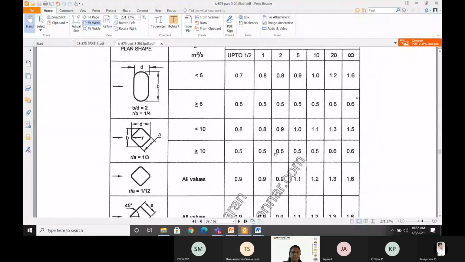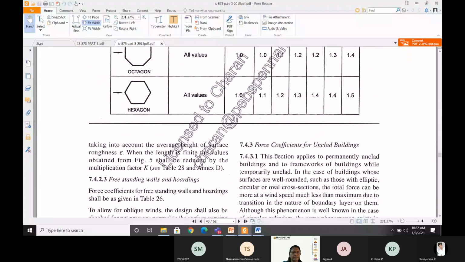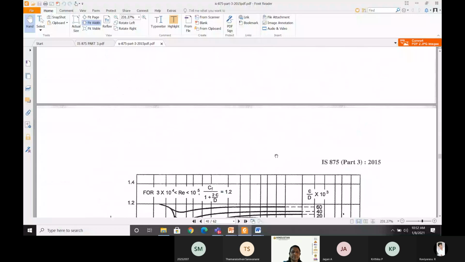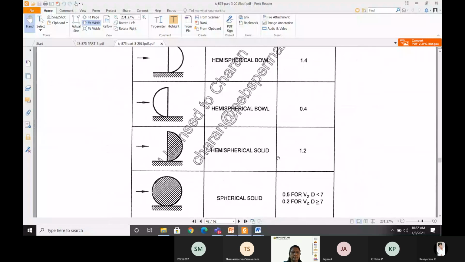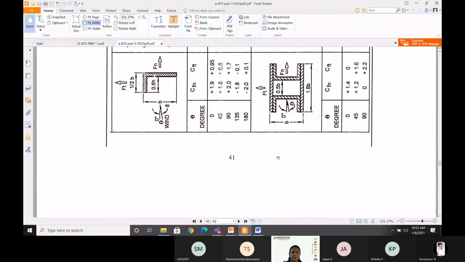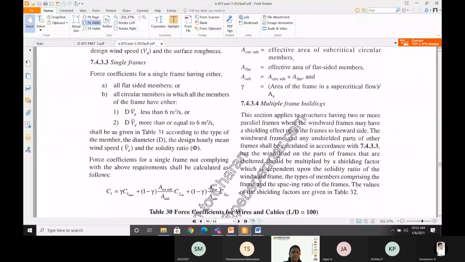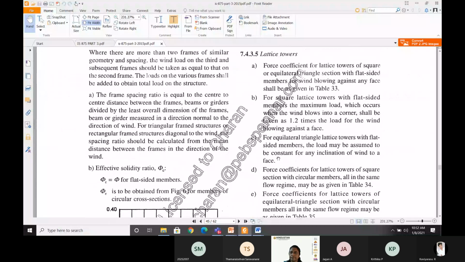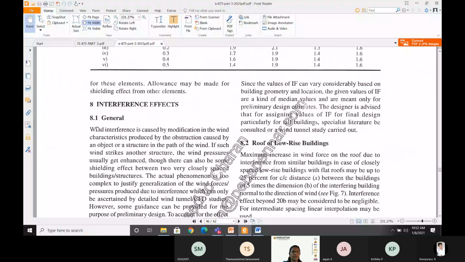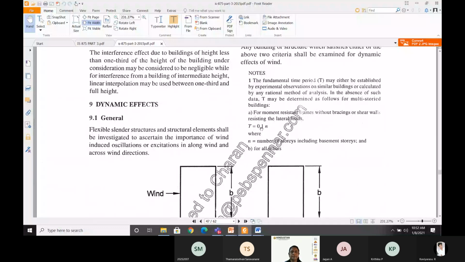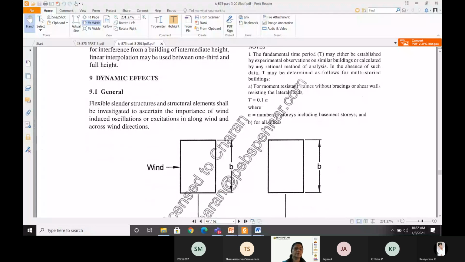So I'll leave all these things; please go through them. There are different force coefficients, etc. Then there is what is called an interference effect. I'm not going to discuss all these things. Now, this is what we were calculating in the static analysis.